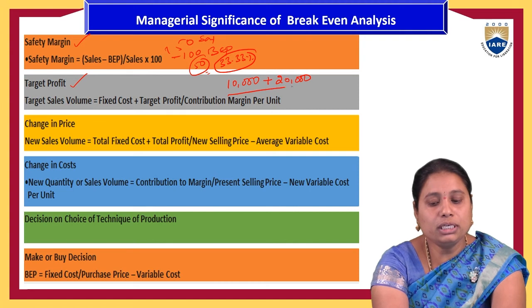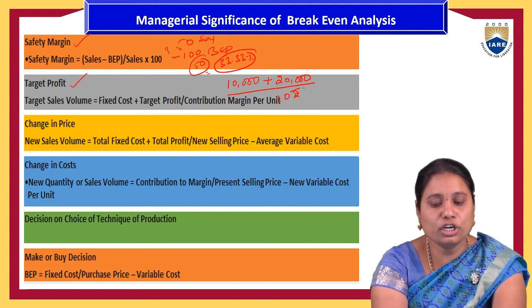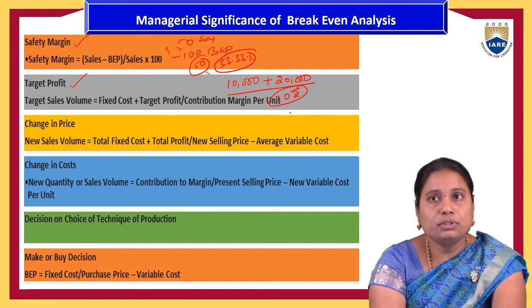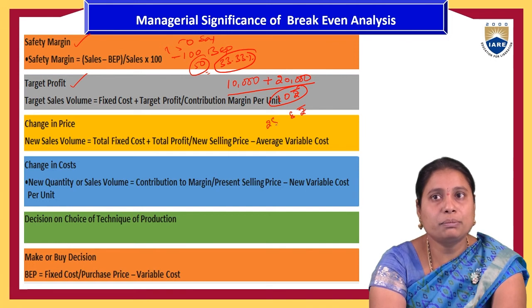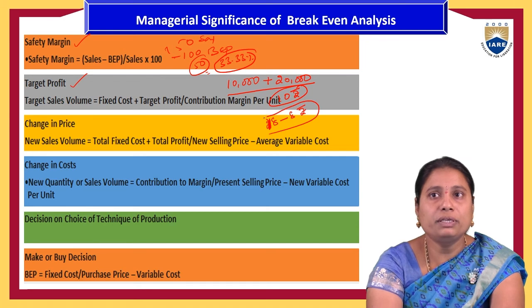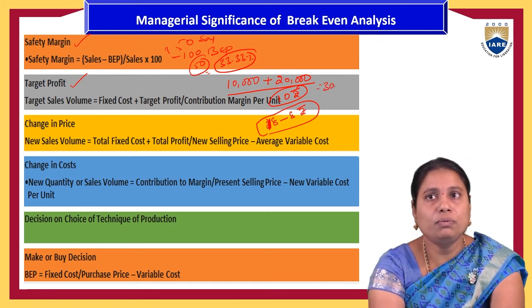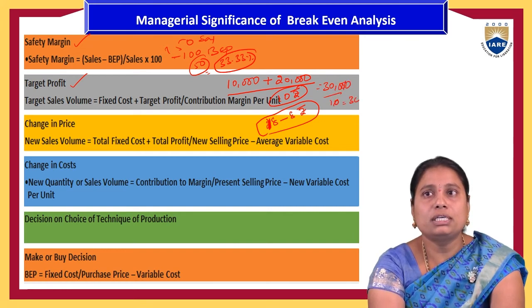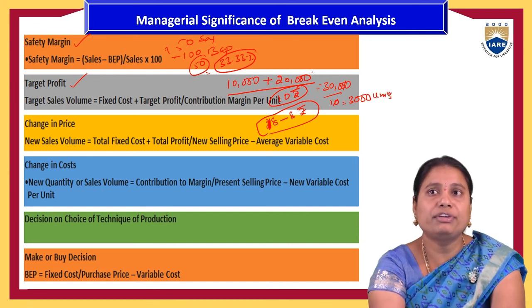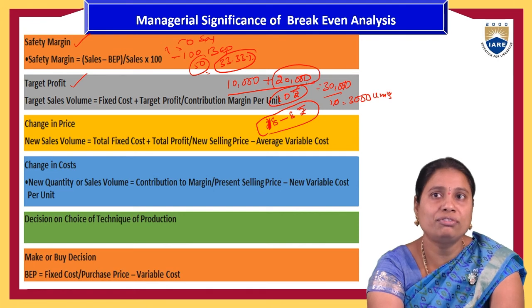Then each unit is contributing 10 rupees. The contribution margin means, if the price of that product is 18 rupees, 10 rupees is the contribution margin of that particular product. So that is equivalent to 30,000 divided by 10. So if they sell 3,000 units, there is a chance of getting 20,000 rupees of profit.